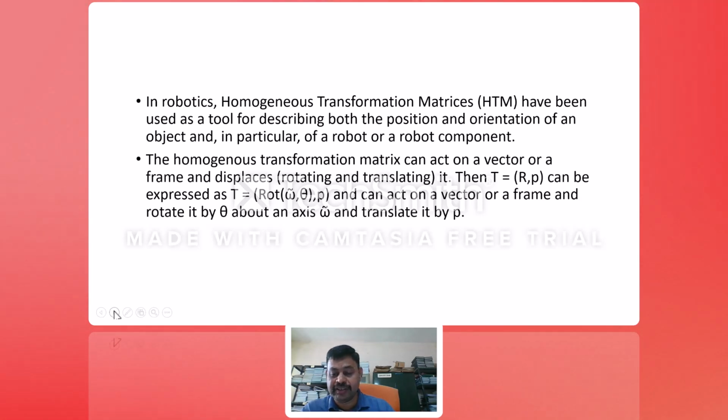Here you can act on a vector or frame and rotate it by theta. So theta is an angle, and it rotates with angular velocity omega. Rotating means you are giving some speed, angular velocity, like revolutions per minute. And again, it will translate by P. So clearly, rotation brings in all the elements. For example, rotation at a theta angle with an angular velocity of omega. If you make a rotation, then the linear translation, you will get P.